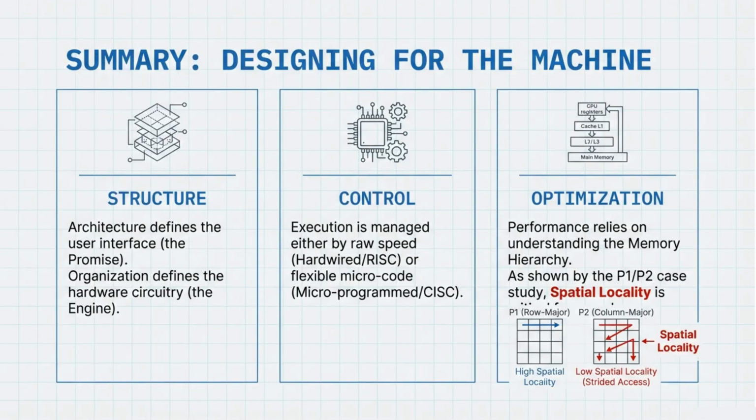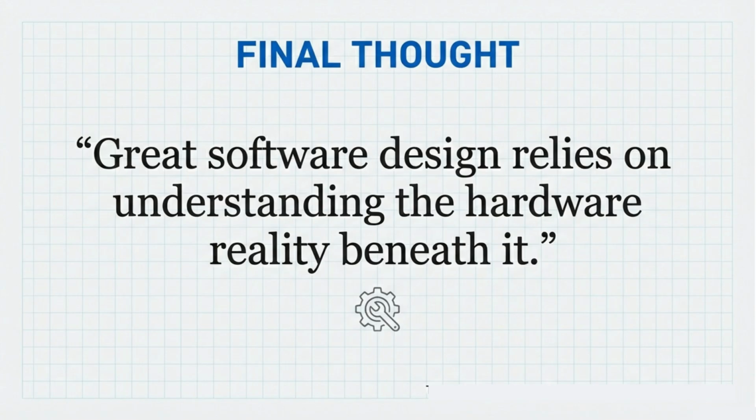In summary, computer design involves structure, control, and optimization. Good optimization requires understanding the memory hierarchy, particularly spatial locality, to minimize cache misses. The final thought is that great software design relies on understanding the hardware reality beneath it.